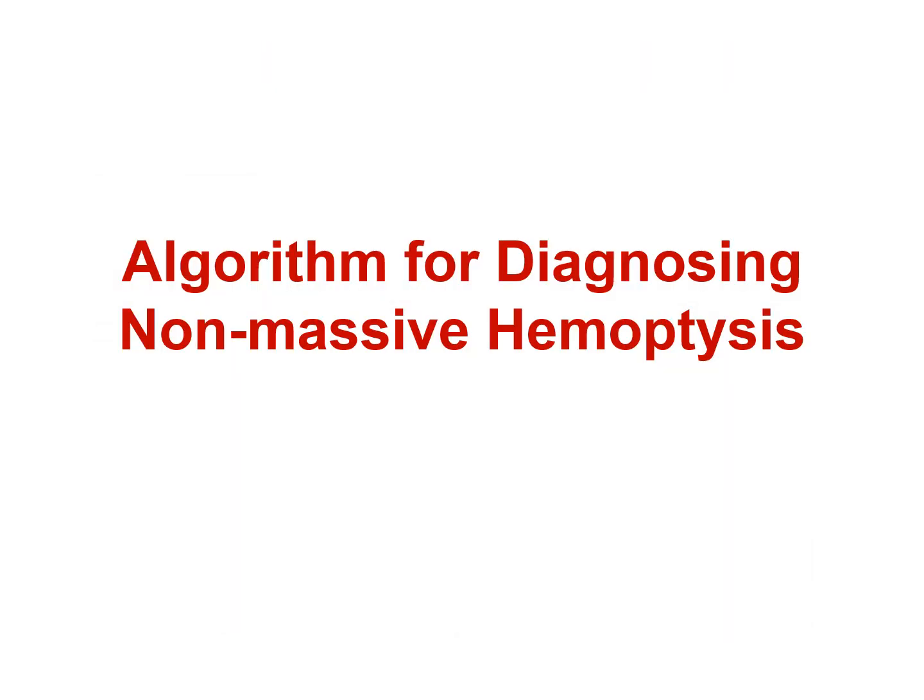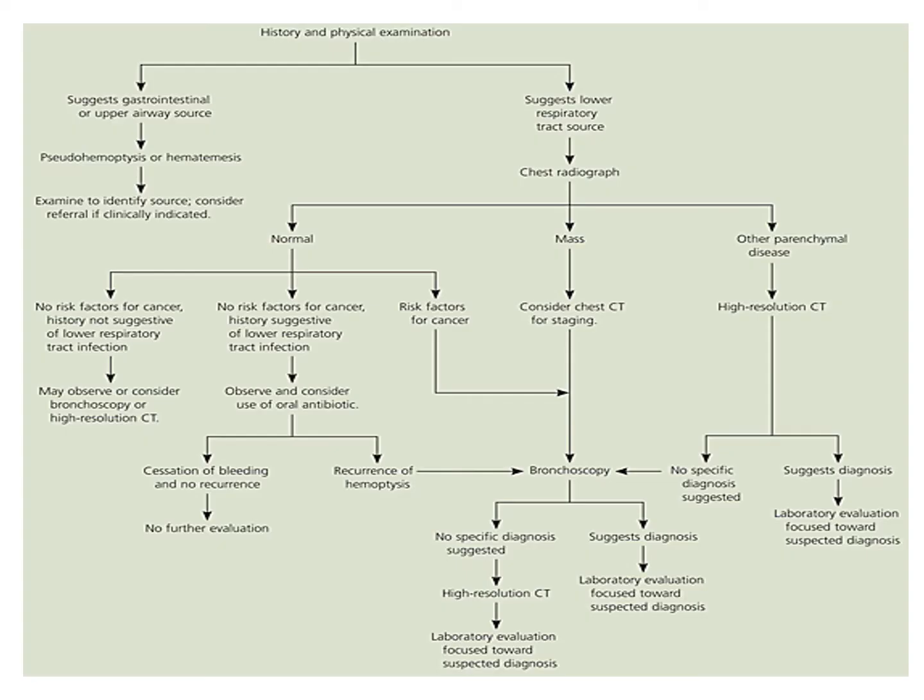Now we will discuss the algorithm for diagnosing non-massive hemoptysis. Now I have a case of non-massive hemoptysis. It is not massive, so in non-massive hemoptysis, less than 150 milliliters per attack. First, take history and physical examination for your patient. If you suggest that it is not hemoptysis, it is hematemesis or false hemoptysis, please refer to the specialist.